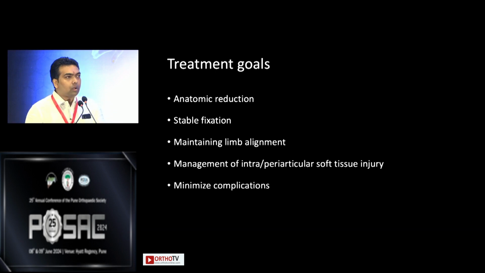So when we speak of fixation of proximal tibia fractures, usually there are three modalities to do it. One is the standard open technique with a submeniscal arthrotomy. Second one is a fluoroscopic-assisted reduction. And third one is arthroscopic assistance.